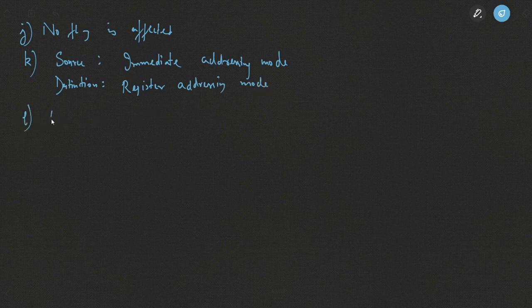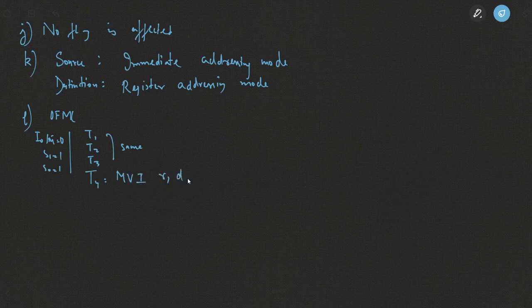Fine. L, and you have the micro RTL, you have the opcode fetch machine cycle. IO/M bar is 0, S1 is 1, S0 is 1. T1, T2, T3 are the same as in the case of any opcode fetch machine cycle. And T4, what is T4 going to be? Move R comma data is going to be enabled. And then you have the memory read machine cycle. In the case of the memory read machine cycle, IO/M bar is 0, S1 is 1, S0 is 0. Fine. Now you have 3 T states of this.